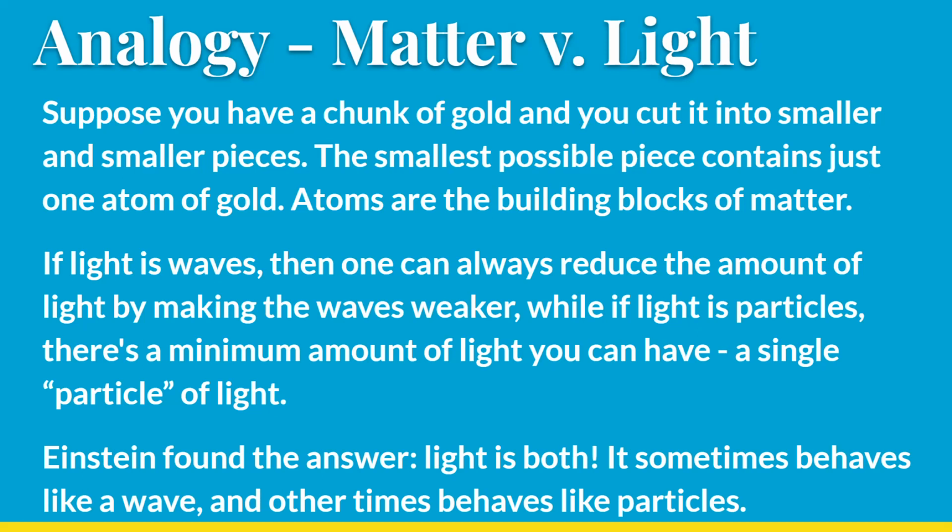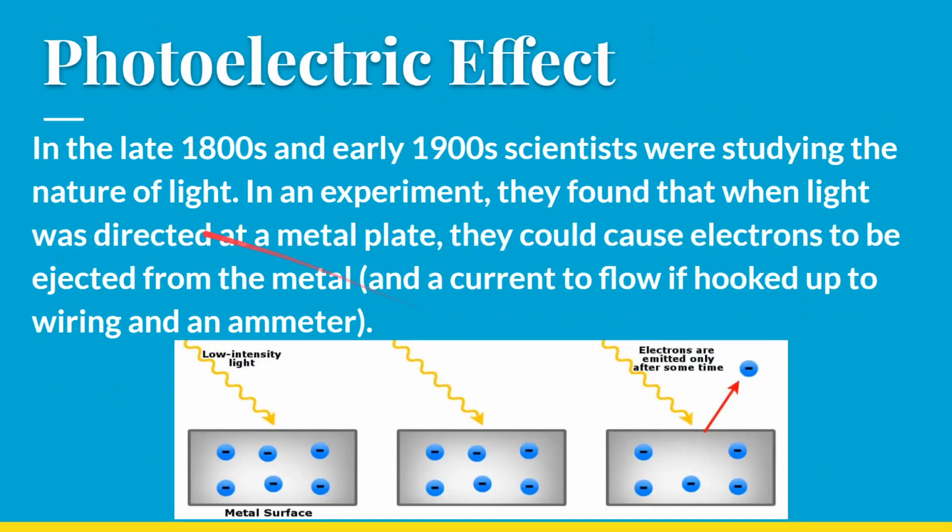Okay, if you can only have an atom of gold, then you could only have a single particle of light. But if it's a wave, you could change it by any amount, making it weaker and weaker and weaker without there being a minimum. Okay, Einstein again found the answer. Light is both. Sometimes it behaves like a wave and other times it behaves like a particle. Okay, so that photoelectric effect experiment is the one that really showed that particle nature. So I'm going to explain what they kind of did there.